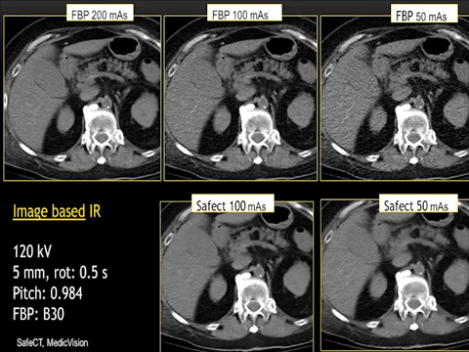So this is a post-mortem abdominal CT done at 200, 150 mAs, and we reconstruct this data with a SafeCT algorithm, and we see the noise has gone down. But if you look at this pancreatic contour over here, the edges of the pancreas look blurred.